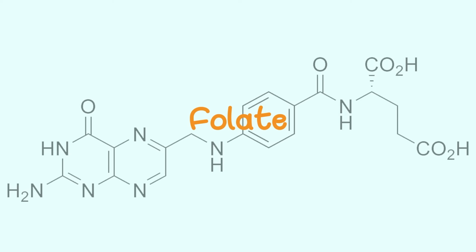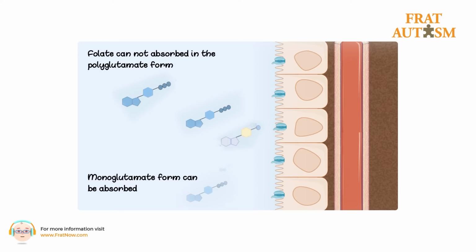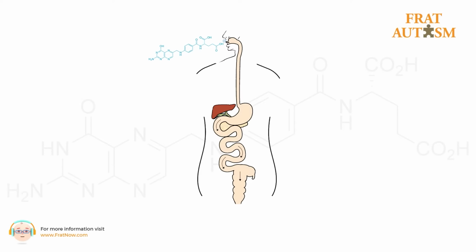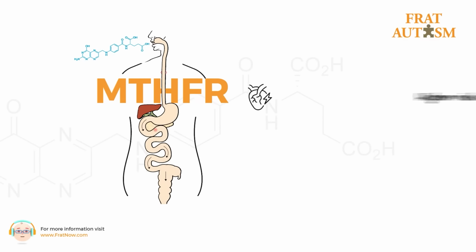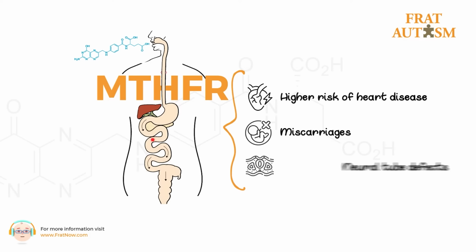Welcome back. In part 1, we explored how important folate is for us and why we need it. Impairments in folate metabolism can include genetic variants such as MTHFR polymorphisms. Individuals with MTHFR gene polymorphisms may have reduced efficiency in converting folate into its active form, leading to elevated homocysteine levels and a higher risk of heart disease, miscarriages, and neural tube defects.